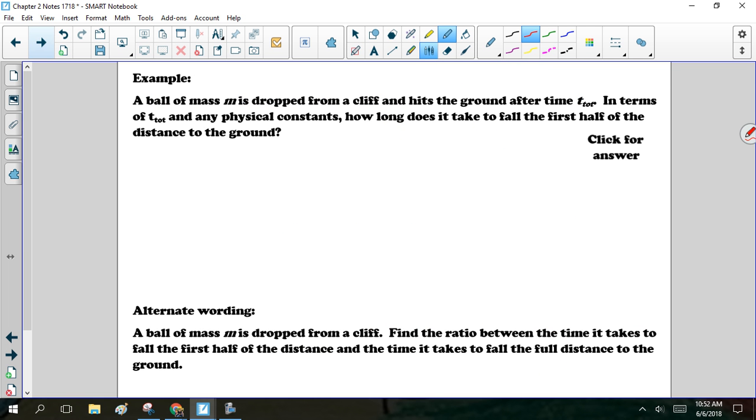What are we talking about? All right, so here we go. A ball of mass m is dropped from a cliff and it hits the ground after a time t total. In terms of t total and any physical constants, how long does it take to fall the first half of the distance to the ground? No numbers, right? Okay, so let's see if we can figure out what's going on here. We've got a ball that's being dropped from a cliff. It falls and it hits the ground after a time t total. So that's our time. And the question wants to know, in terms of that, how long does it take to fall the first half of the distance?